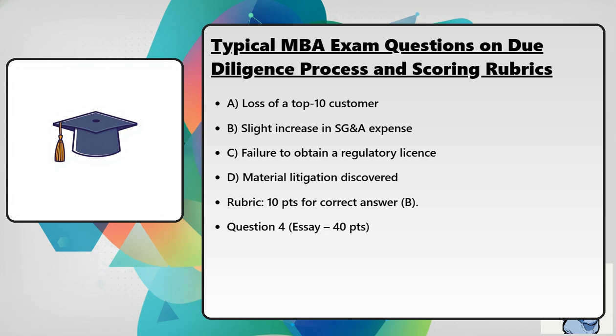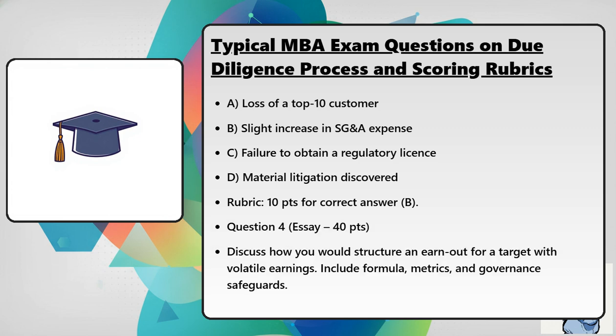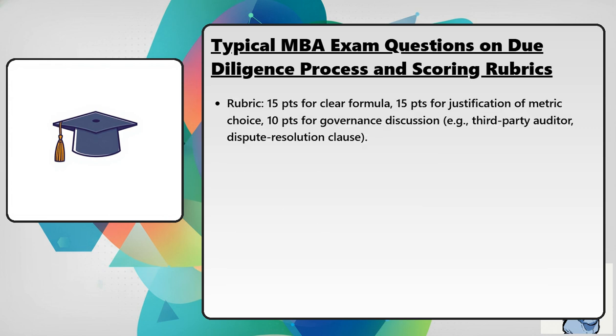Question 4, essay, 40 points. Discuss how you would structure an earn-out for a target with volatile earnings. Include formula, metrics, and governance safeguards. Rubric: 15 points for clear formula, 15 points for justification of metric choice, 10 points for governance discussion, for example third-party auditor, dispute resolution clause.